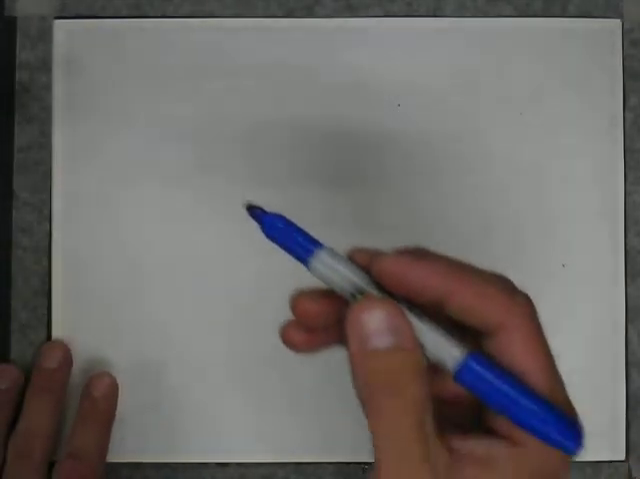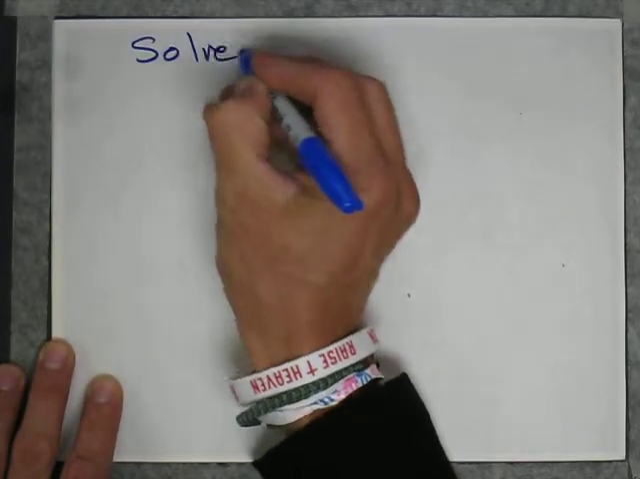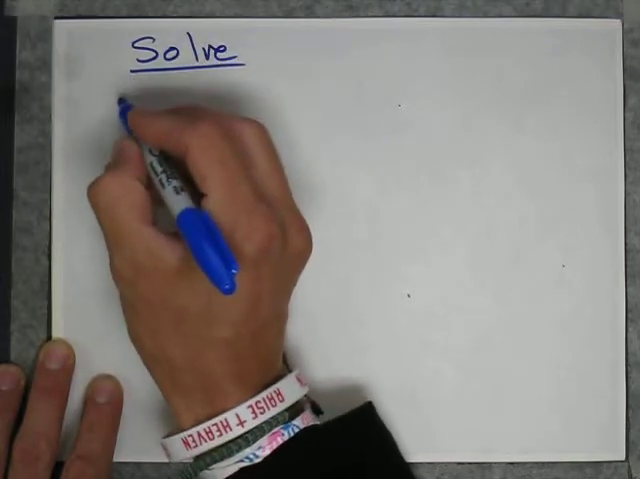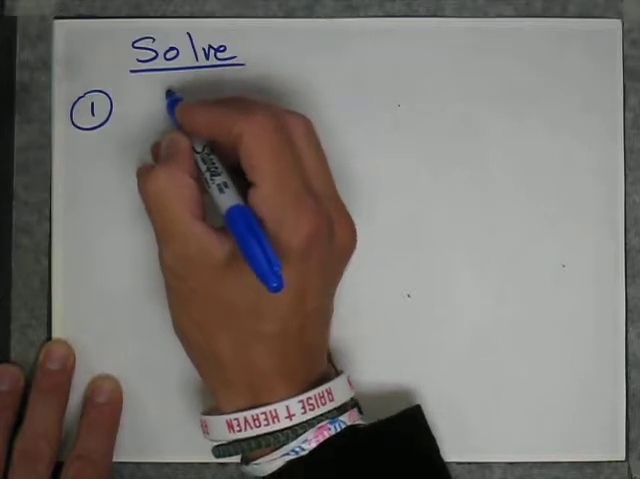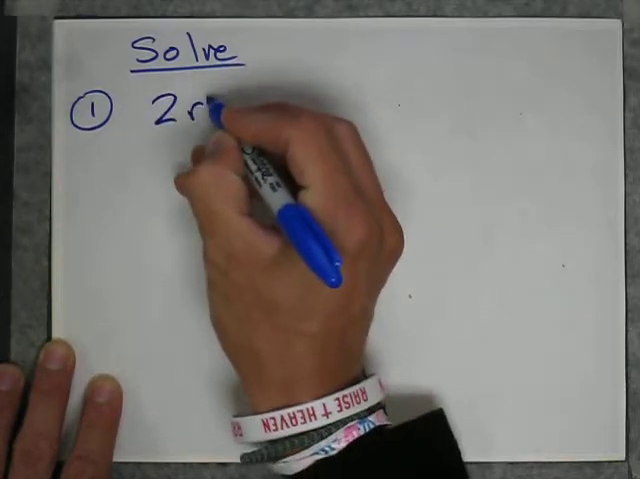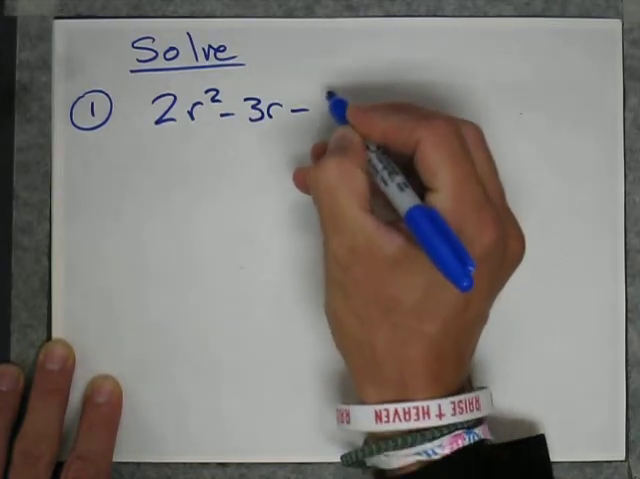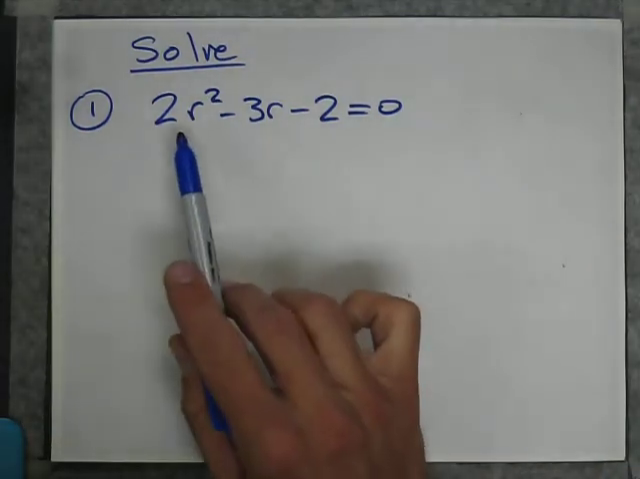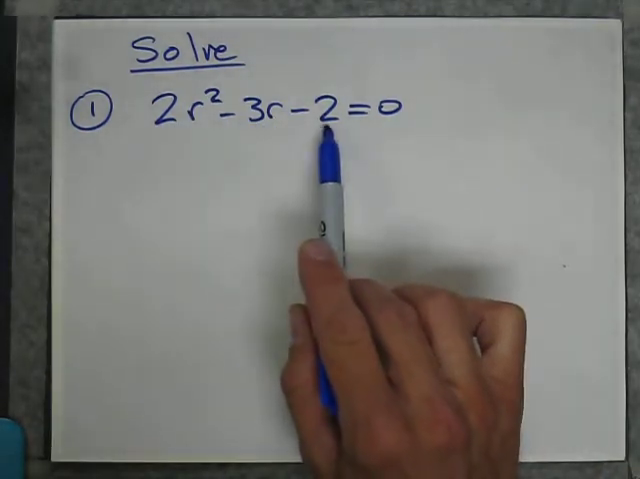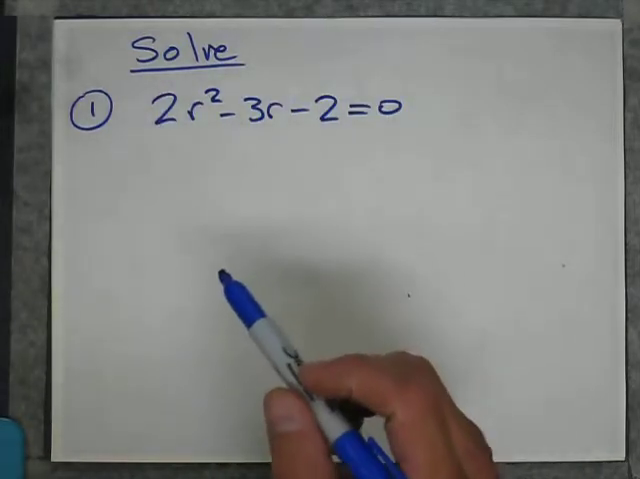Example 1 is we want to solve, and we want to make sure it's in quadratic form, the format that we want. So if I have 2r squared minus 3r minus 2 is equal to 0, that's the general quadratic form we want. The r squared, the r, the no r's. Make sure it's in that format before you go with the quadratic equation.